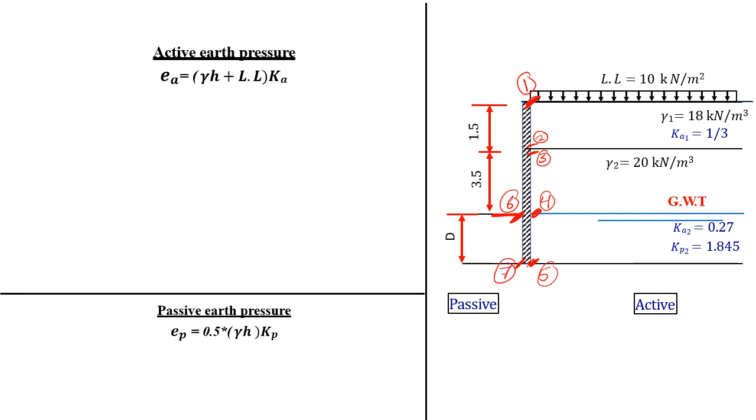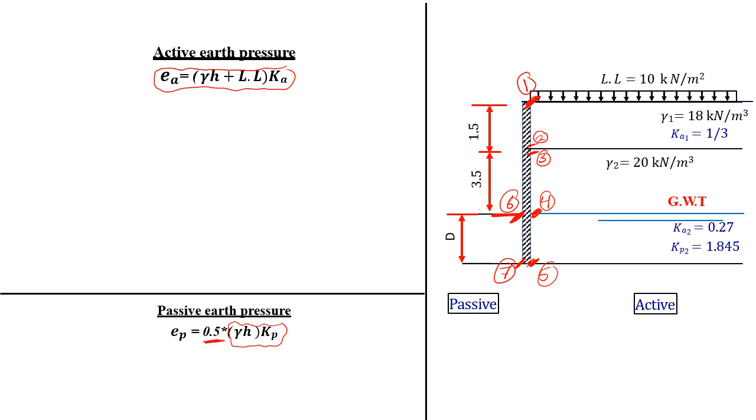Let's see our active earth pressures. I don't have any C here. I don't have clay, I don't have a C strength parameter. So my earth pressure on the active side will be gamma H plus live load times K active. And on the passive side, it will be gamma H times K passive because I don't have a live load. But I will take only 0.5 of the resistance.